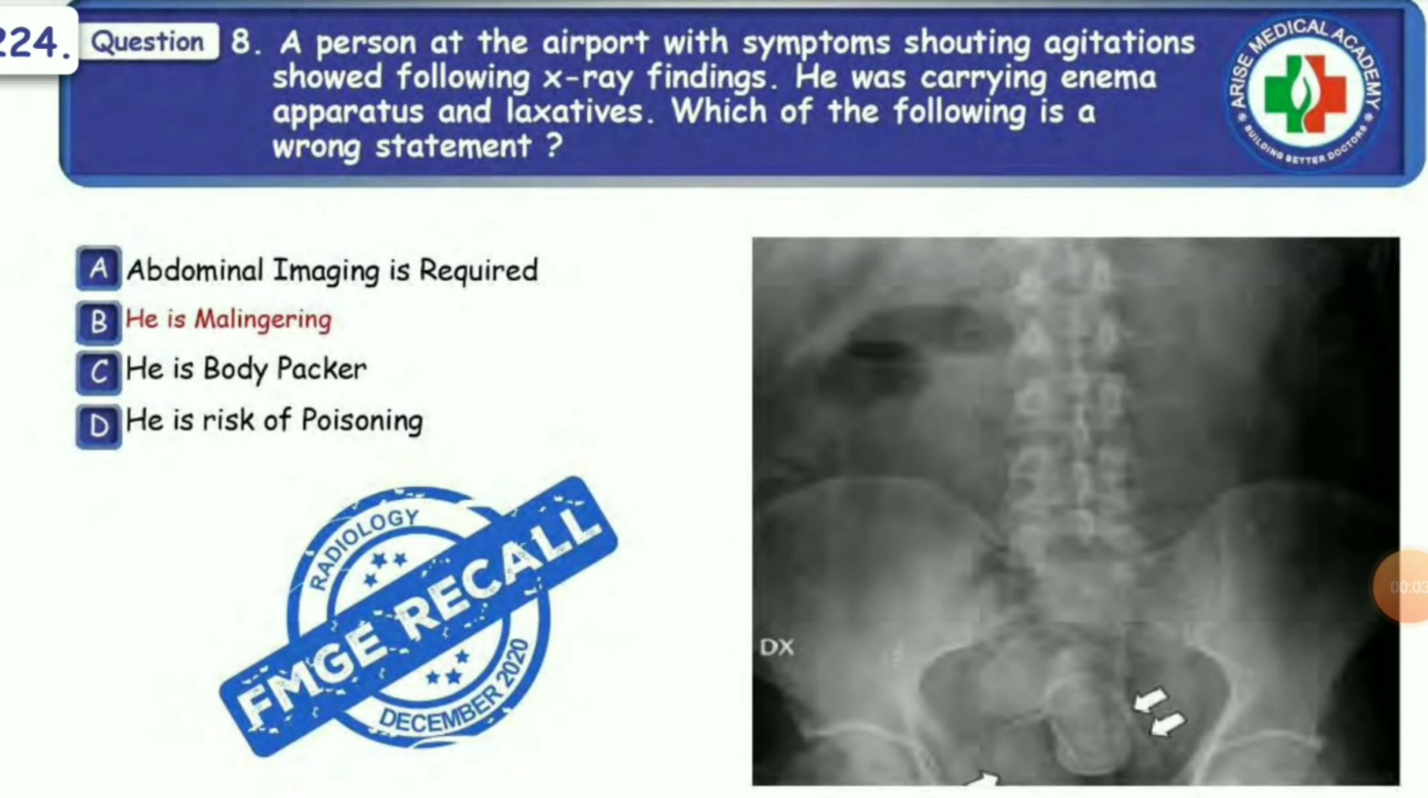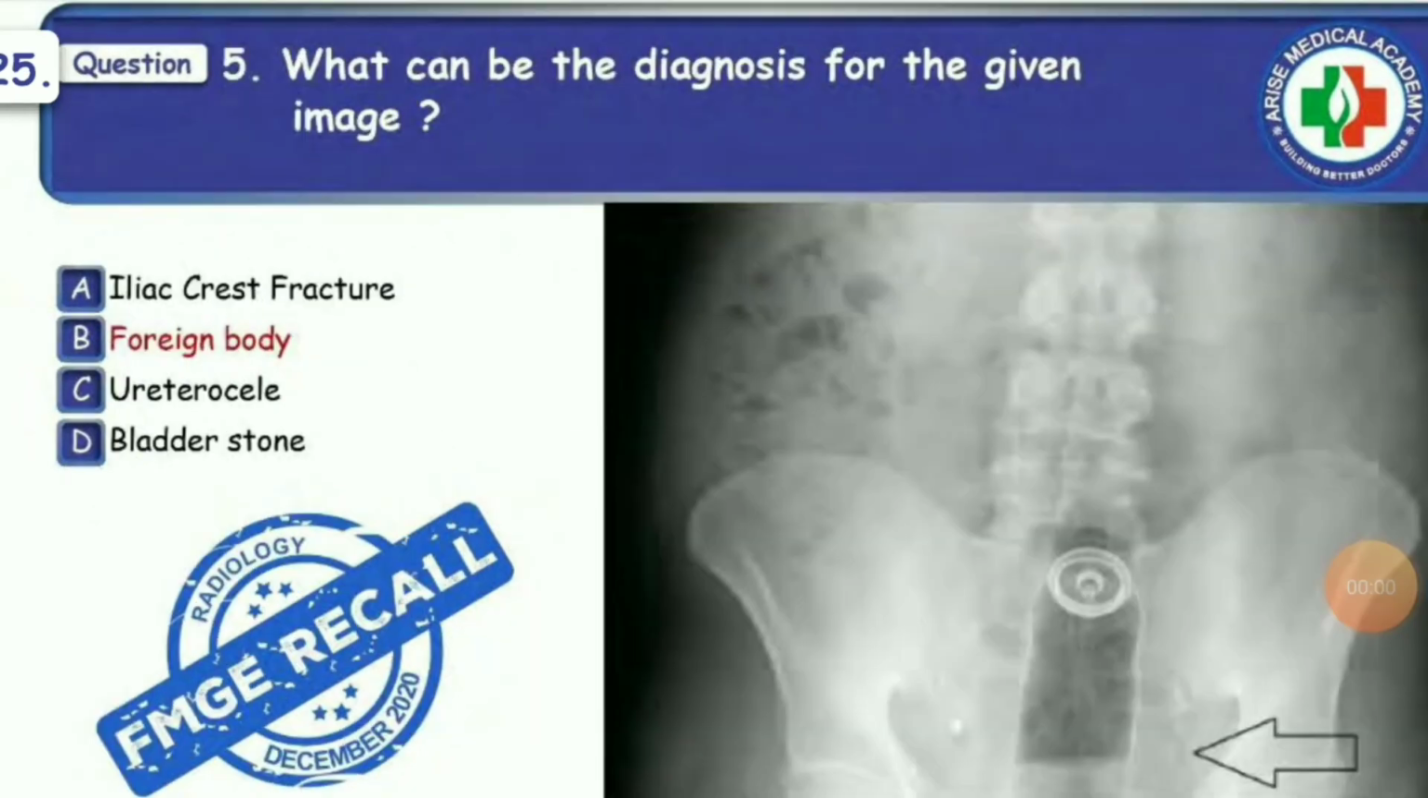Next question, a person at the airport with symptoms of shouting and agitation showed the following X-ray findings. He was carrying enema apparatus and laxatives. Which of the following is a wrong statement? The answer is he is malingering. Next question, what can be the diagnosis for the given image? The answer is foreign body.